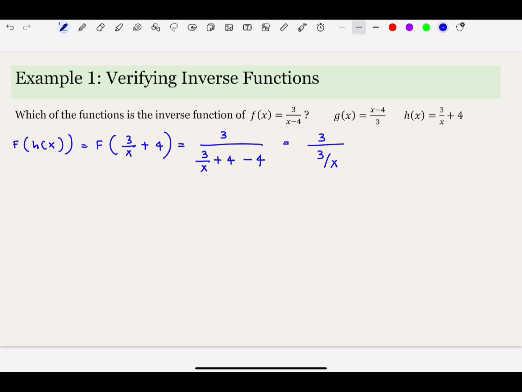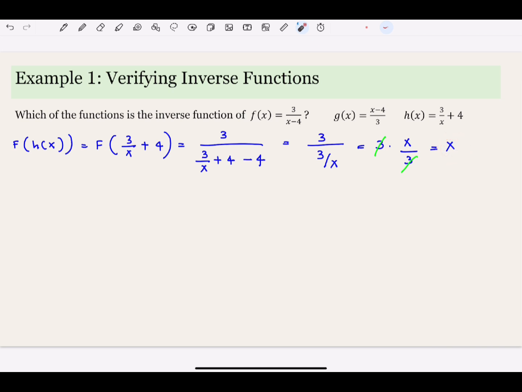Now again, to simplify this, you have to multiply the top by the reciprocal of the denominator. So it's going to be 3 multiplied by the reciprocal of the denominator, x over 3. The reciprocal of the denominator means you just switch the top and bottom. Now you see these 3's will cancel out, and it simplifies into x. It seems like h is the inverse of f of x, because here I have taken the composition and the composition simplified into x.